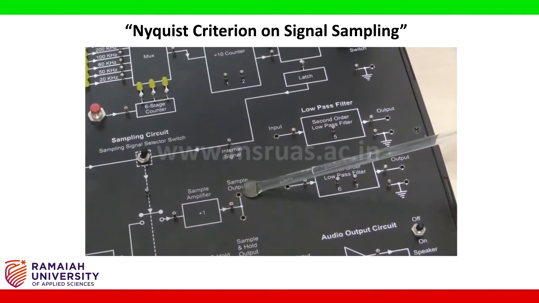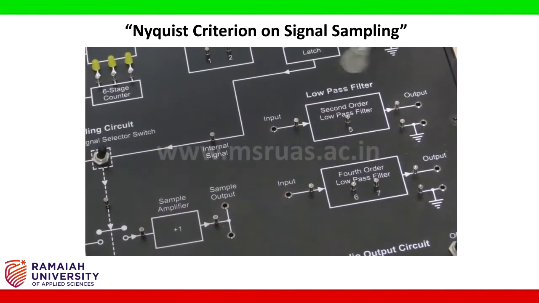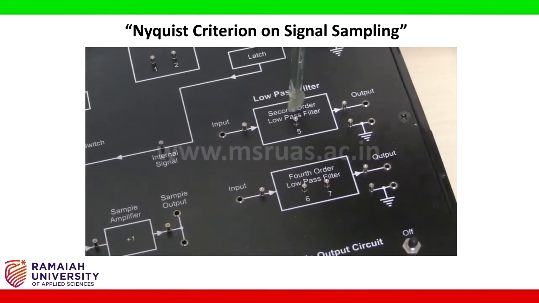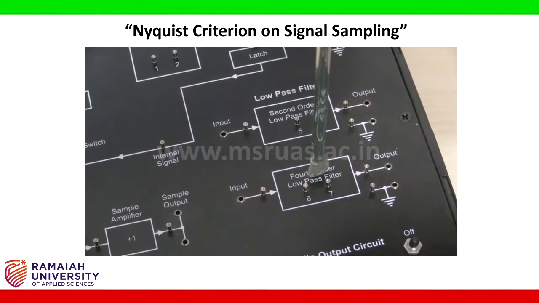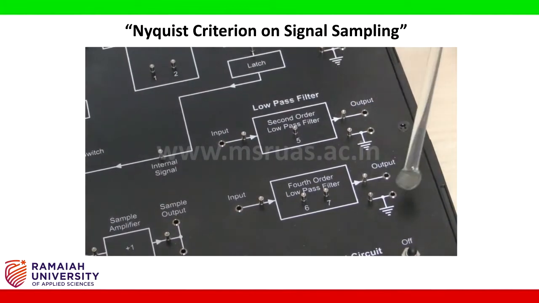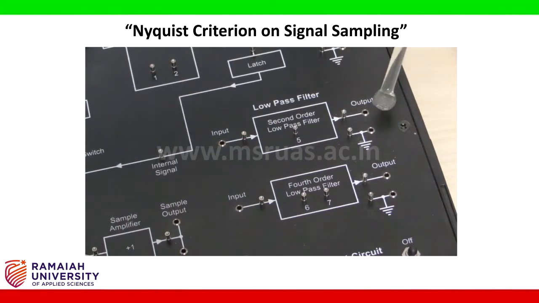The sampled output will be fed into the analog filters. One is the second order filter, the other one is the fourth order filter. The output of these filters is the reconstructed analog waveform out of the sampled waveform.